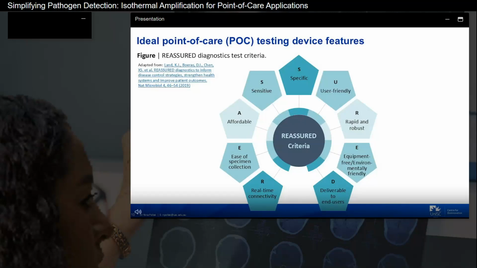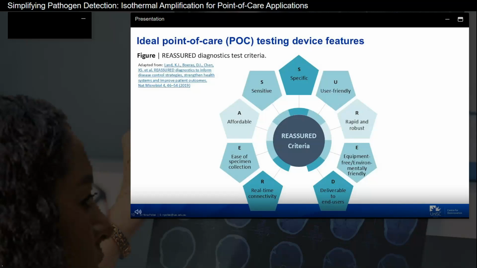S for specific. Specificity is equally crucial. A test needs to avoid false positives, giving clear and accurate results that guide correct treatment choices. U for user-friendly. The test should be as simple as possible.